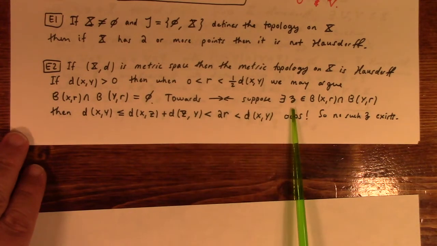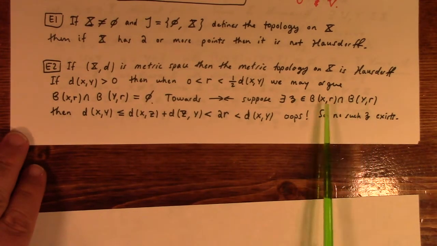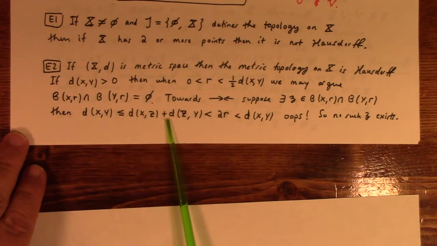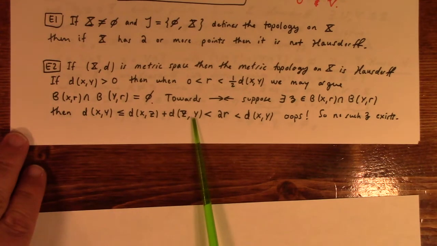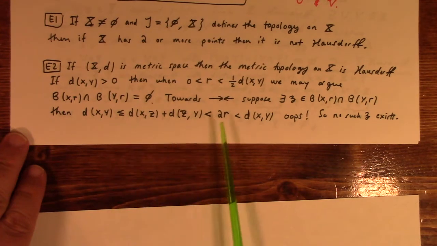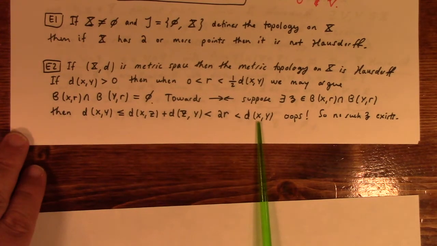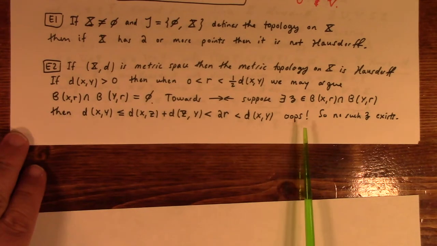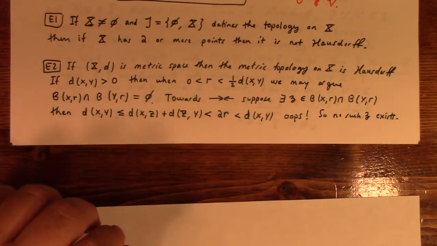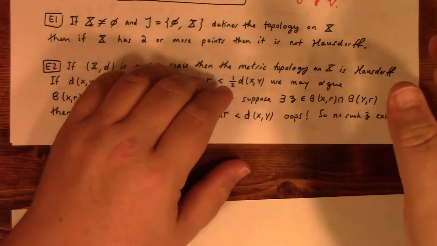Towards a contradiction, suppose otherwise. Suppose there was a z in the intersection of these two balls. Then by the triangle inequality, the distance from x to y is less than or equal to the distance from x to z plus the distance from z to y. But this is less than r and that is less than r, so this is less than 2r. But remember, 2r is less than the distance from x to y. And oops, we've got the distance from x to y is less than the distance from x to y. You can't do that. 5 is not less than 5. So contradiction, no such z exists. And there you have it. Any metric space is Hausdorff.